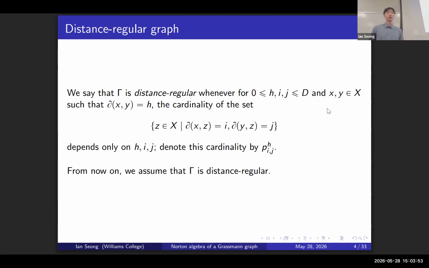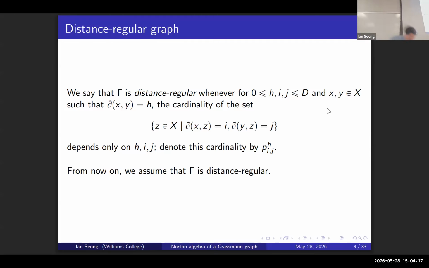All right, now we define what is called a distance regular graph. So we say that gamma is distance regular whenever for all constants h, i, and j and vertices x and y that are distance h apart, the number of vertices that are i away from x and j away from y depends only on the numbers h, i, and j and not on the specific choices of x and y. And we're going to denote this cardinality by p, h, i, j.